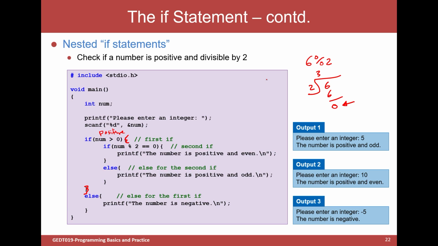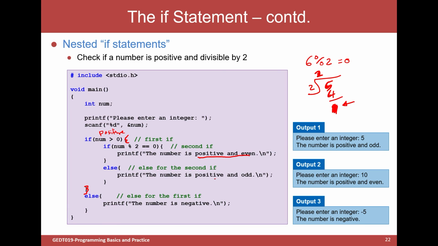So if the number is even, modulo 2 will all the time be 0. But for an odd number, for example 5, 5 modulo 2: 2 times 2 is 4, and there will be a remainder of 1. So all the time, if the number is odd, the modulus will be equal to 1. So here, if the number modulus 2 is equal to 0, that means the number is even.